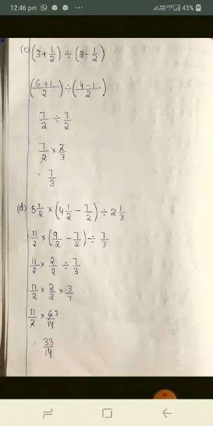Otherwise first you can multiply, 2 3s are 6, 2 7s are 14. Now you can simplify, 2 1s are 2, 2 3s are 6. Then also you will get 11 3s are 33 by 14.